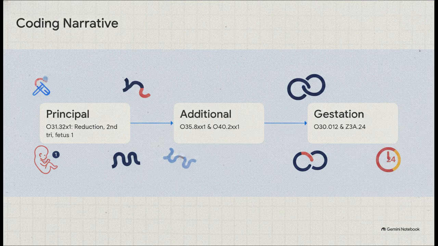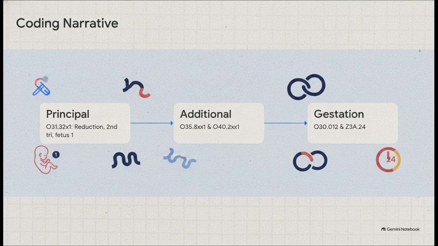O31.32x1. The 3 signifies elective reduction, the 2 puts us in the second trimester, and the 1 points right to fetus 1. Next, step 2, our additional diagnoses. We need to capture the specific issues for fetus 1, so we use O35.8xx1 for the fetal abnormality and O40.2xx1 for the polyhydramnios. And finally, step 3 brings in our gestation specifics.